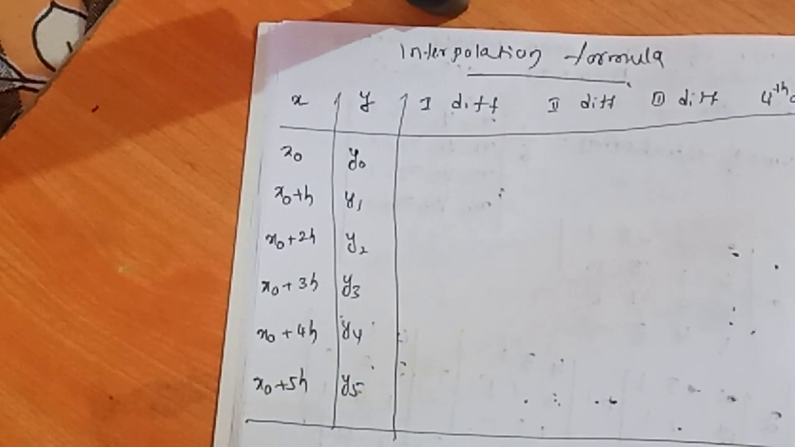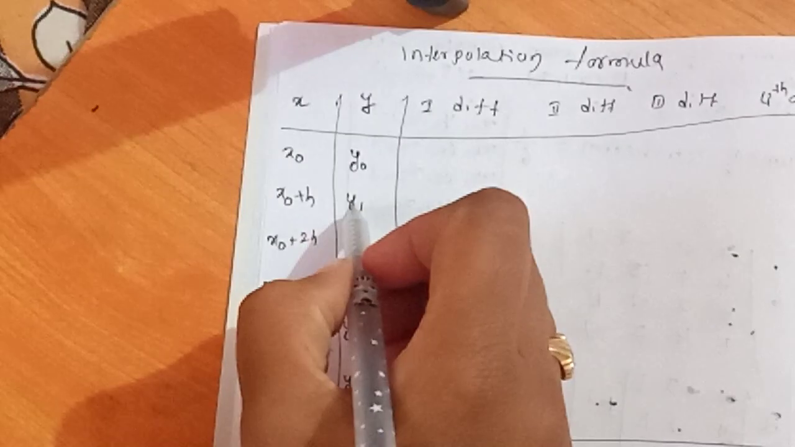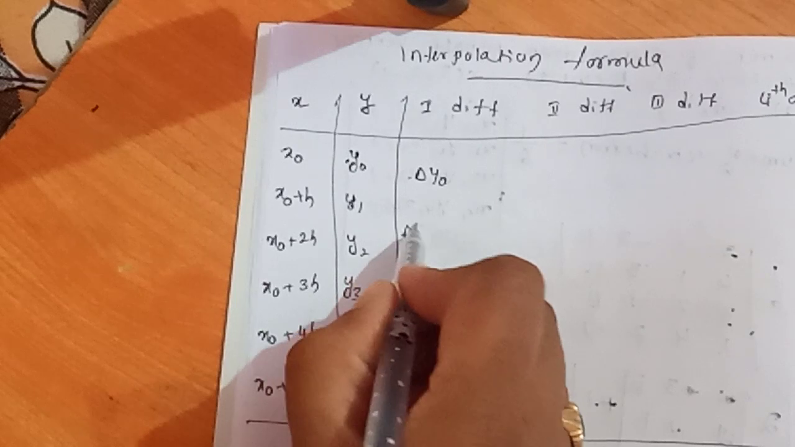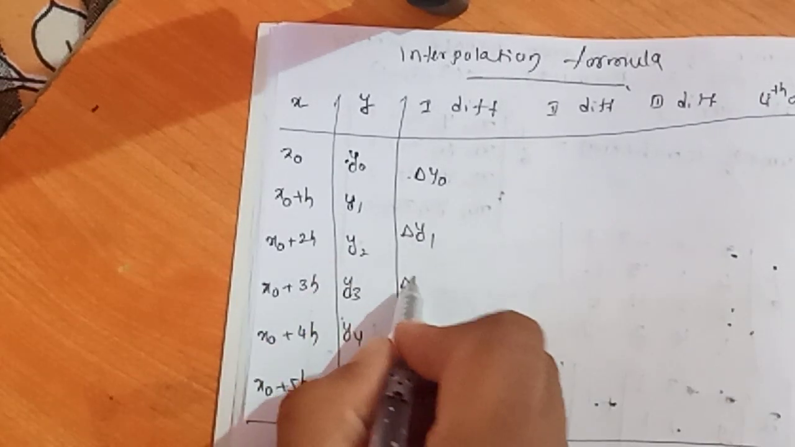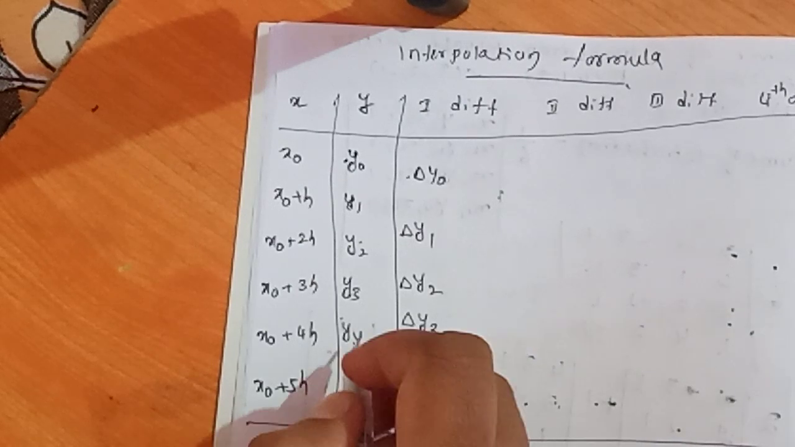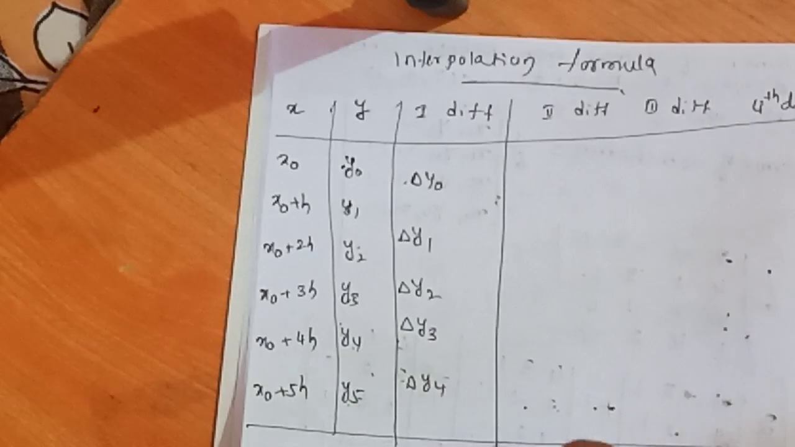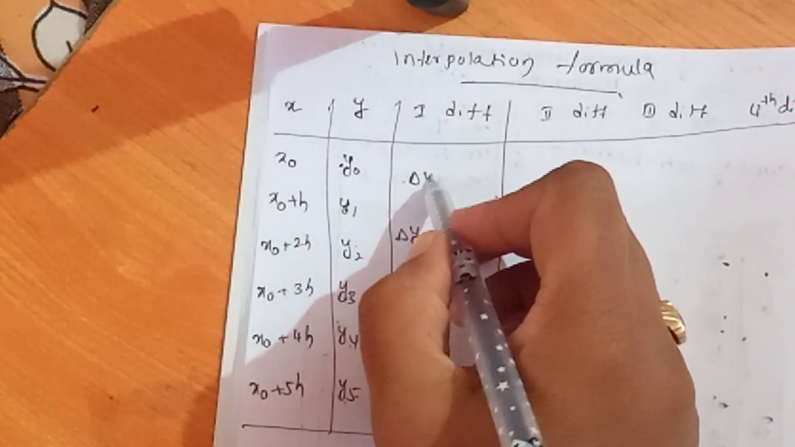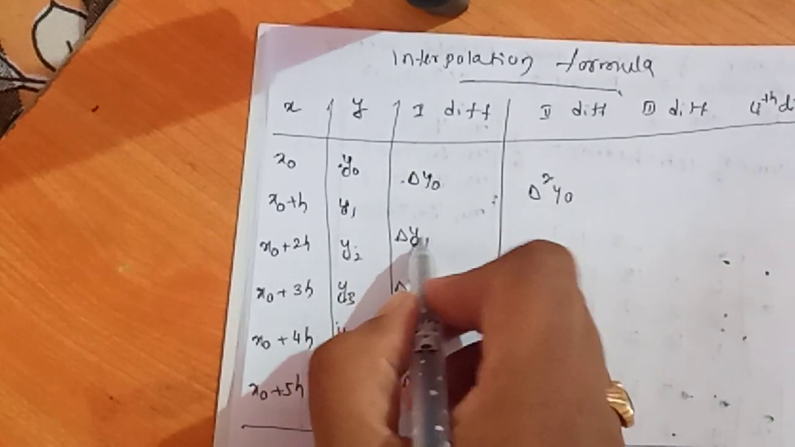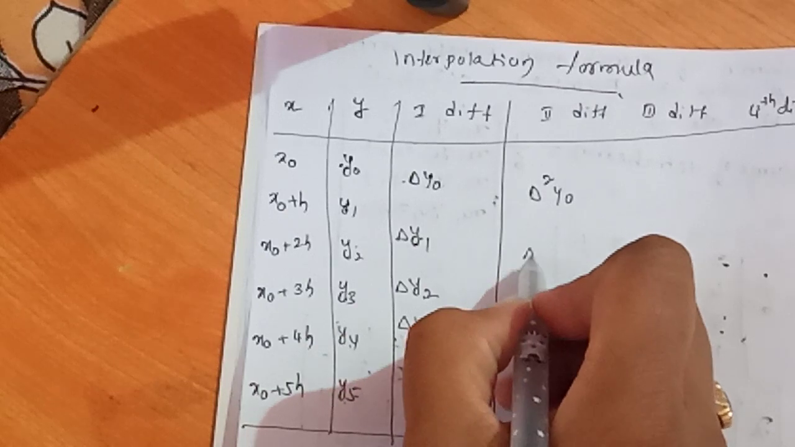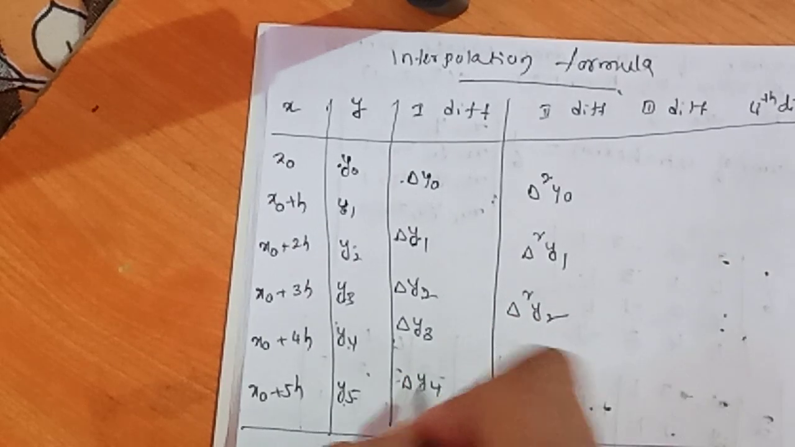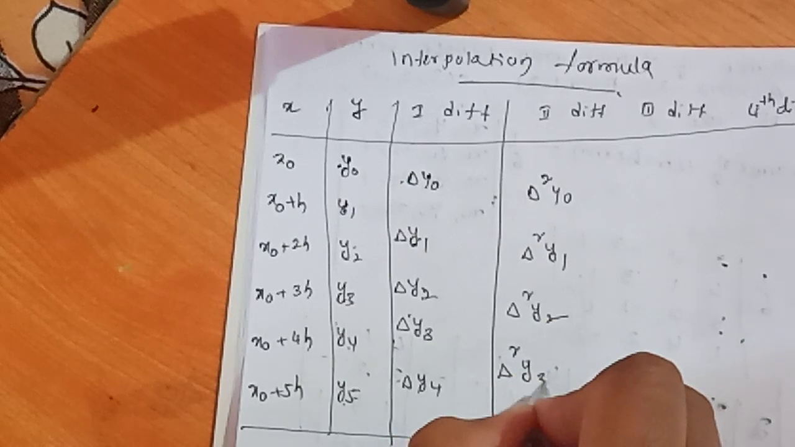Now, first difference, how we will write it: y1 minus y naught, that I will write as delta y naught. y2 minus y1, delta y1. y3 minus y2, delta y2. y4 minus y3, delta y3. y5 minus y4, delta y4. Now next, the second difference: delta y1 minus delta y naught, we will have delta square y naught. Delta y2 minus delta y1, delta square y1. Delta y3 minus delta y2, delta square y2. Delta y4 minus delta y3, delta square y3.